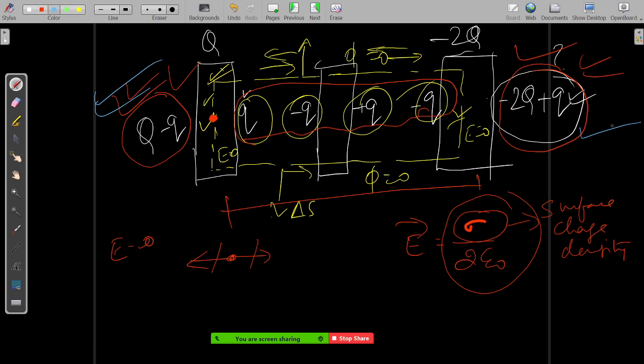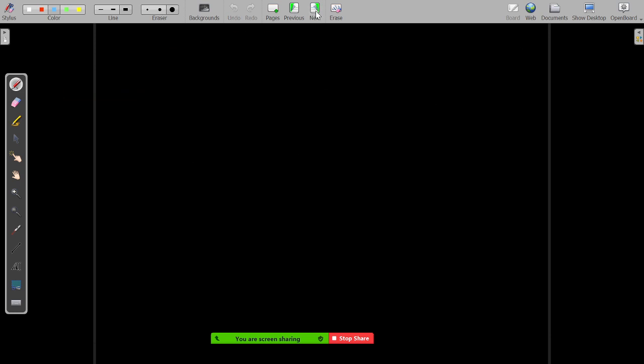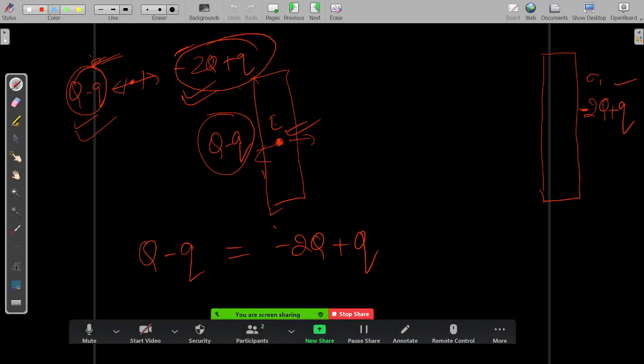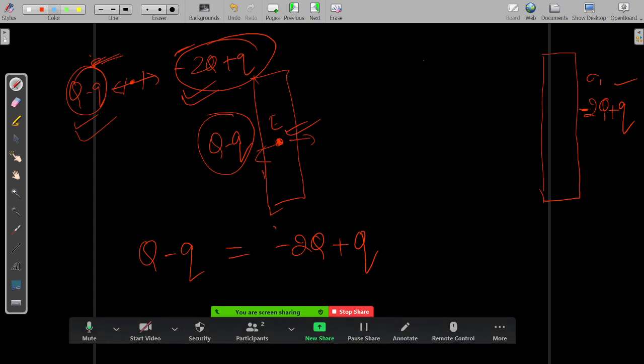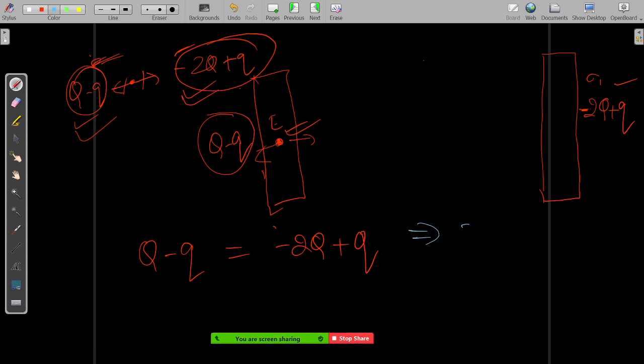since we know that the electric field at the center, inside the conductor, is going to be equal to zero, right? So that basically means this particular equation comes: q minus q is equal to minus 2q plus q. So you can see that this becomes 3q is equal to 2q, right? So that means q is equal to 3 by 2.